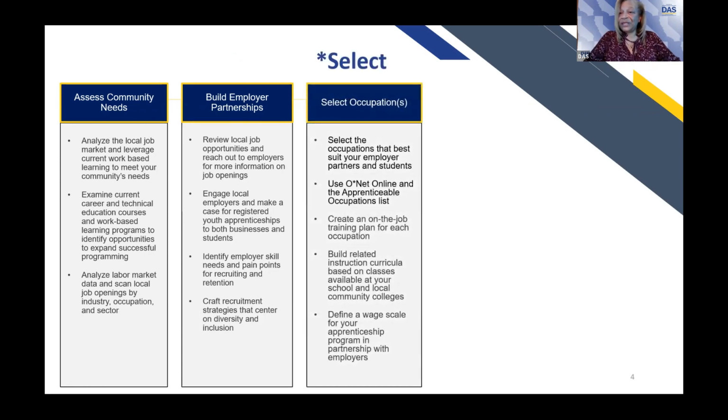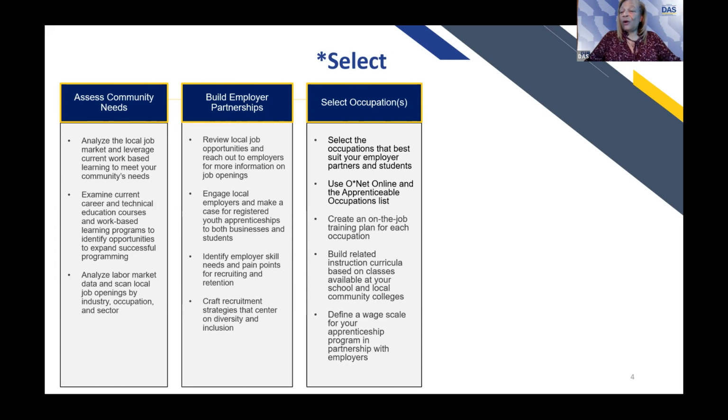Selecting an occupation is most important. And that's why it's important in your analysis that you look at what those job markets are. Because if there's not a need, then there's not an apprenticeship. So by identifying what occupations your employer needs, you can use an O*NET code to help you identify those tasks and what other learning needs to be attached. And we're here to help you with that.